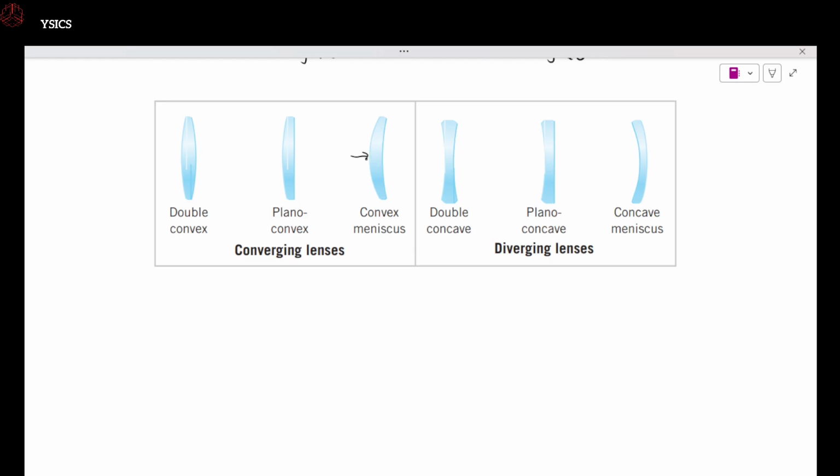If I were to label this D1 and the width here D2, in the convex meniscus I will have D1 bigger than D2. Once you see that D1, the middle, is thicker than D2, then what you have is a converging lens, which means that my F is going to be positive.